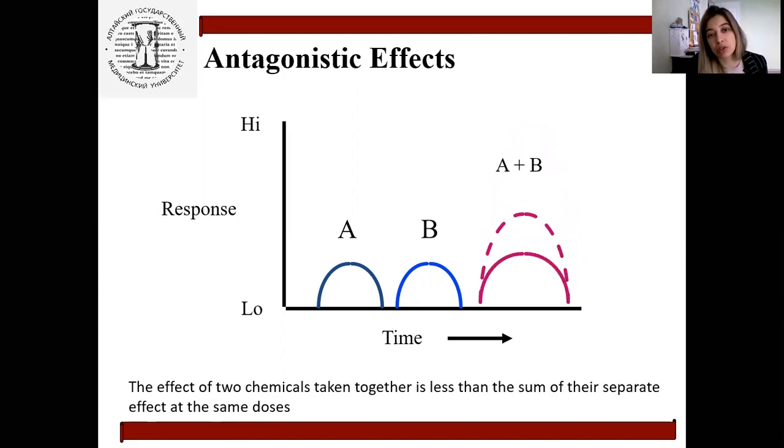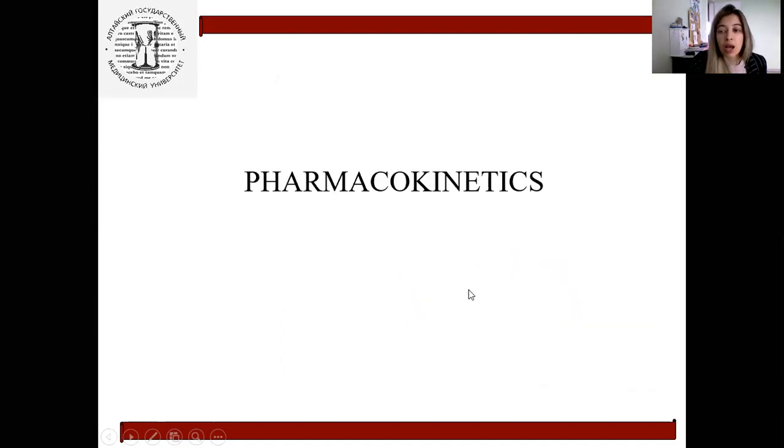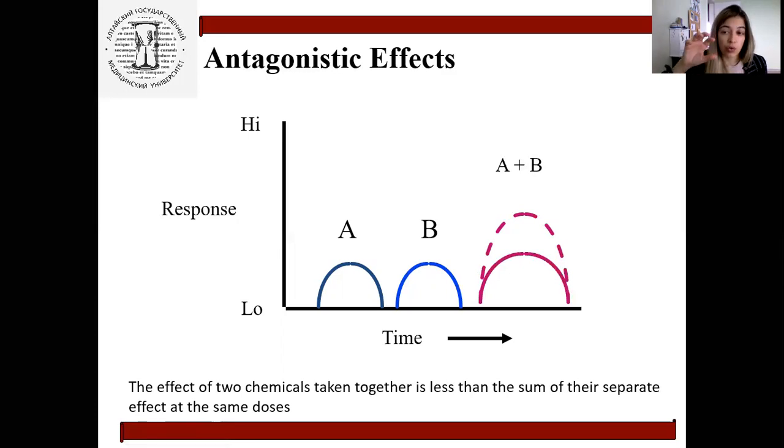And we have also the opposite situation, the antagonistic effect. Antagonistic means that two drugs don't help each other, and the effect of two chemicals taken together is less than the sum of their separate effects at the same doses. So it can be that 5 plus 5 will be not 10 but 5, or it can even be 0 if, for example, they completely stop each other's effect and nothing happens. This we call antagonism, antagonistic effects, because they stop each other. Okay, these were the main principles of pharmacodynamics of the drugs, and now we go to pharmacokinetics.